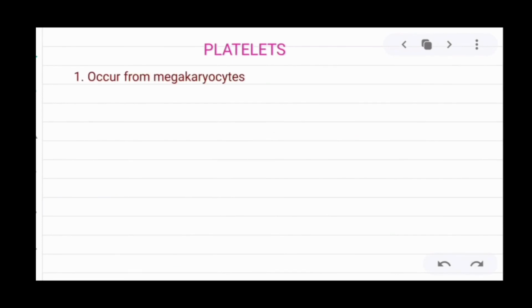The platelets are called thrombocytes and they occur from the megakaryocytes. The megakaryocytes are the special cells in the bone marrow. So don't forget this point that megakaryocytes are the special cells present in bone marrow which form the platelets of the body. And the next is the count, which is from 1,50,000 to 3,50,000 per millimeter cube of blood. So what the amount is and per how much is the main thing. So keep reminding yourself that it's 1,50,000 to 3,50,000 per millimeter cube of blood.